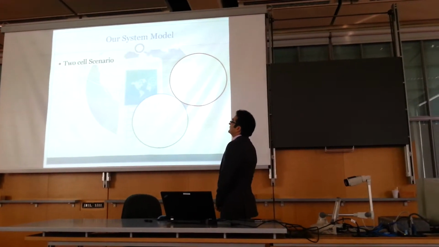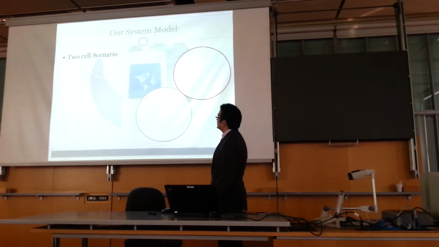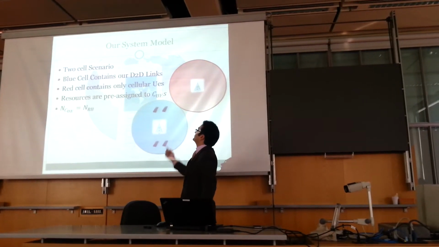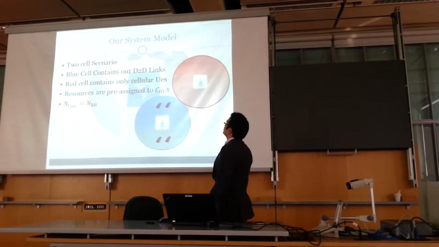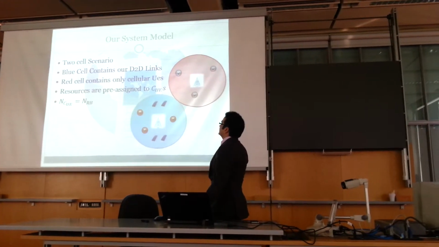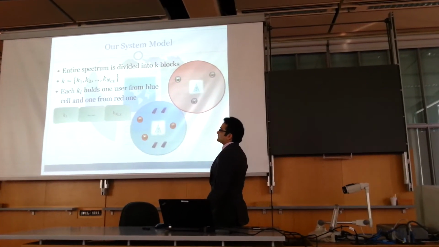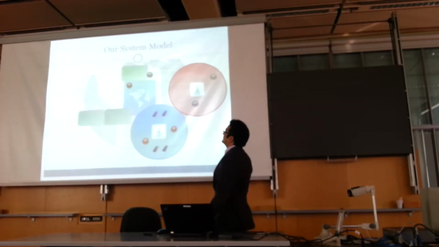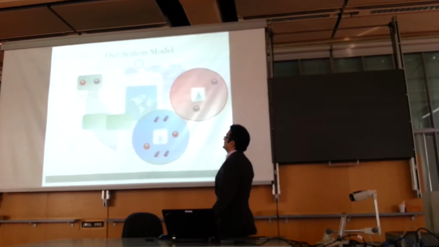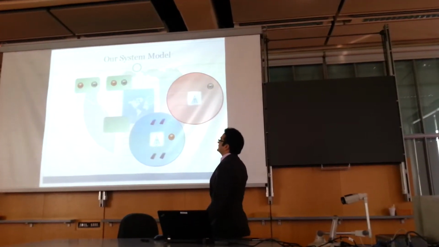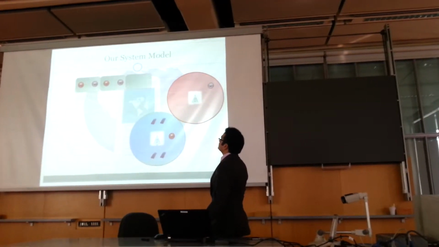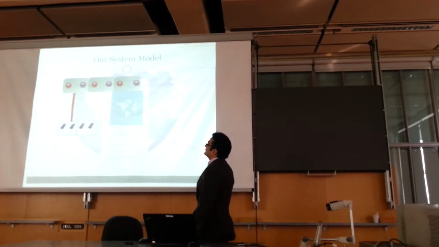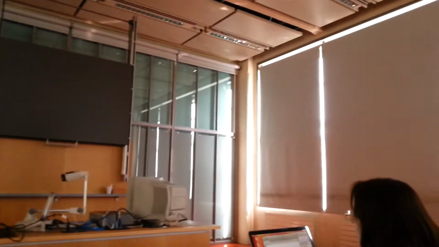Here is the overall system model. Our system model is composed of two cells. The blue cell here contains two device-to-device pairs, which we also call D2D pairs. Both cells contain some cellular users that are randomly placed in them. We have divided the entire spectrum into resource blocks, where each resource block is occupied by one cellular user from one cell and one cellular user from the other cell. You can see an animation here. We also have D2D links, and each D2D link can occupy any of the resource blocks being occupied by cellular users.